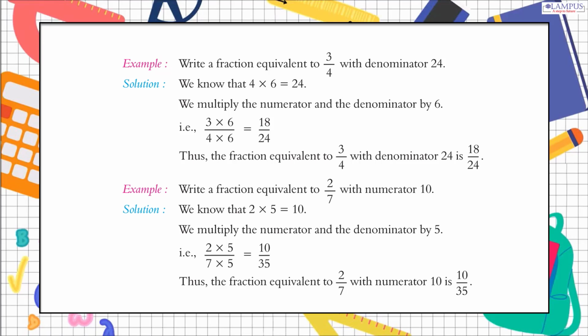Example. Write a fraction equivalent to 2 by 7 with numerator 10. Solution. We know that 2 times 5 equals 10. We multiply the numerator and the denominator by 5. That is, 2 times 5 by 7 times 5 equals 10 by 35. Thus, the fraction equivalent to 2 by 7 with numerator 10 is 10 by 35.